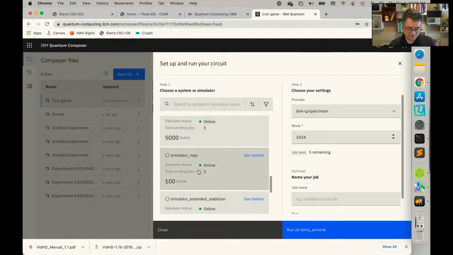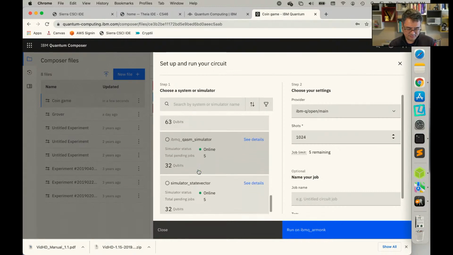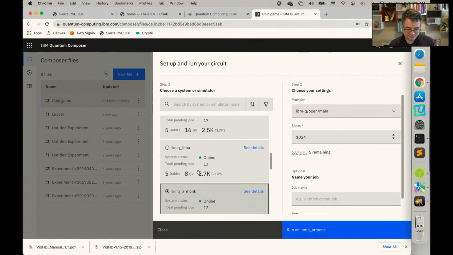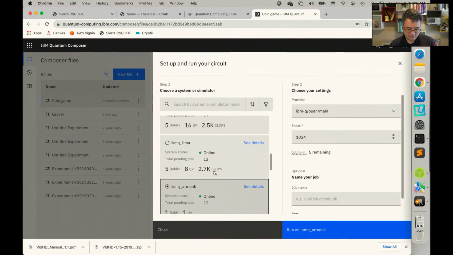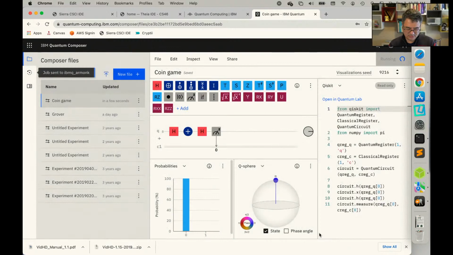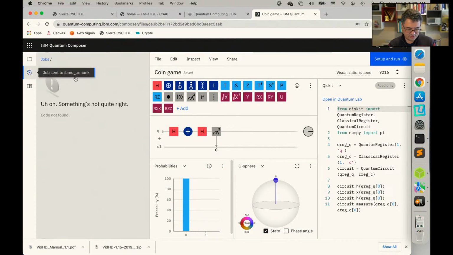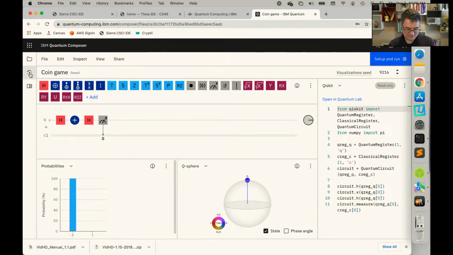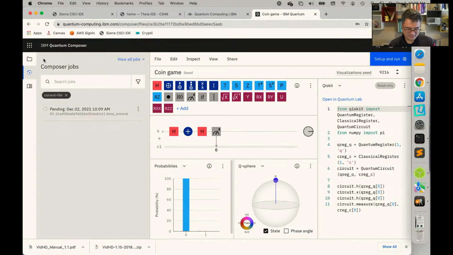And then you can also run it on some simulators. So let's, I don't know, I guess we'll do this one. Okay, so we'll run it on that one. So the job has been, uh-oh. Let's try that again. There we go.